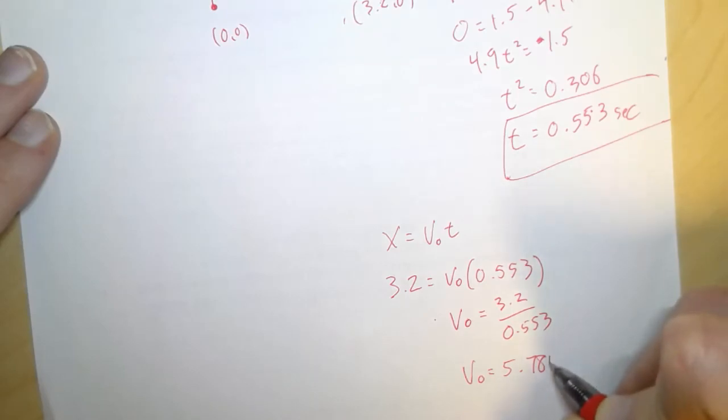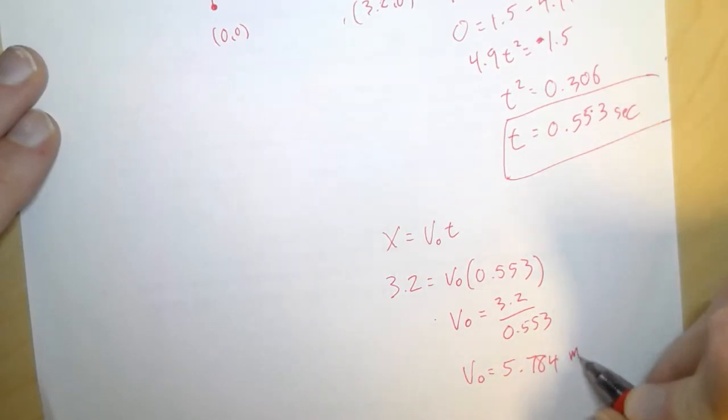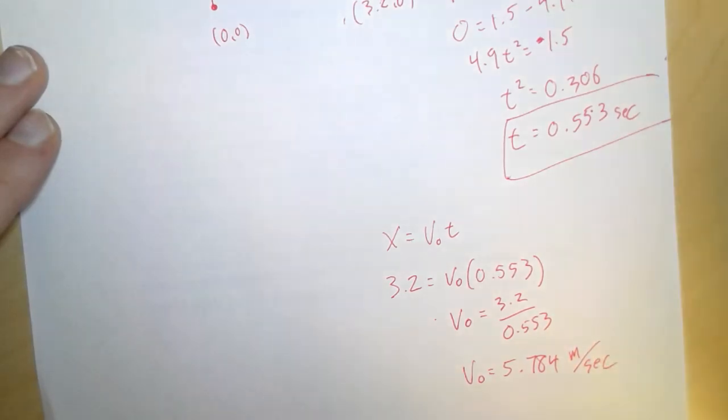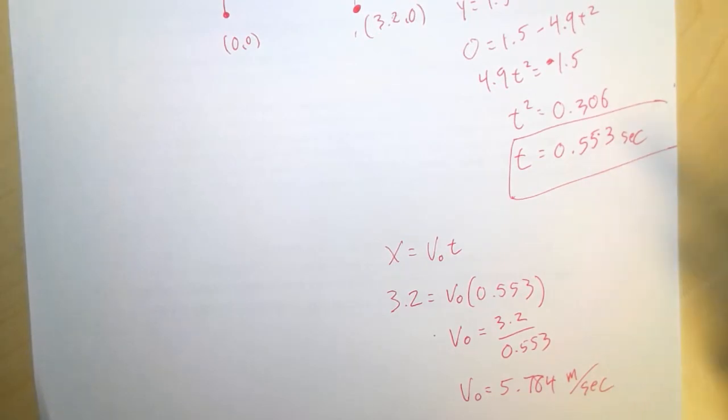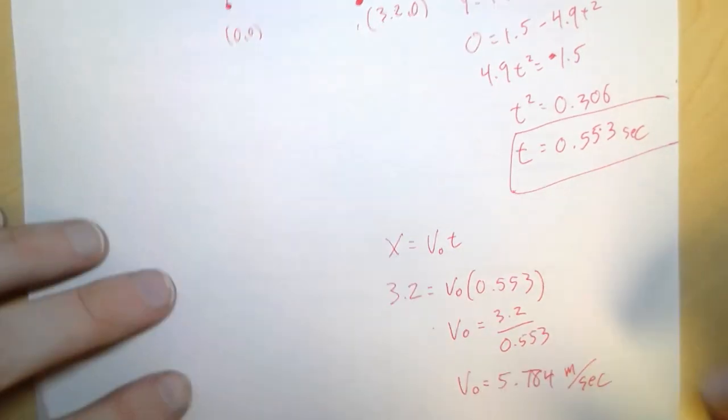So v0 equals 5.78, round that to 4 meters per second. And I'm just going to assume seconds because they actually don't give us a time. So we'll just go with seconds to make this easy.